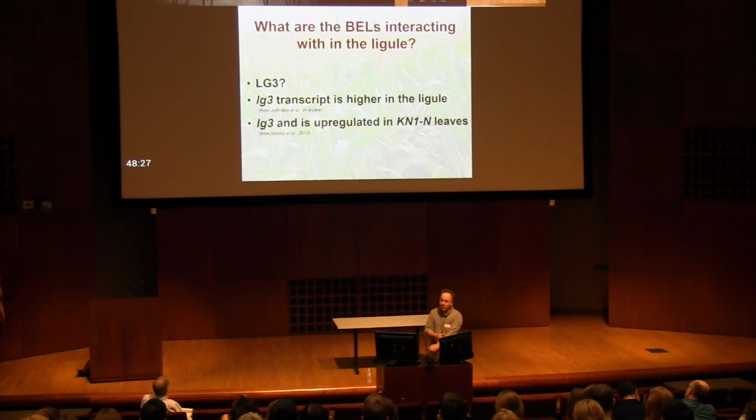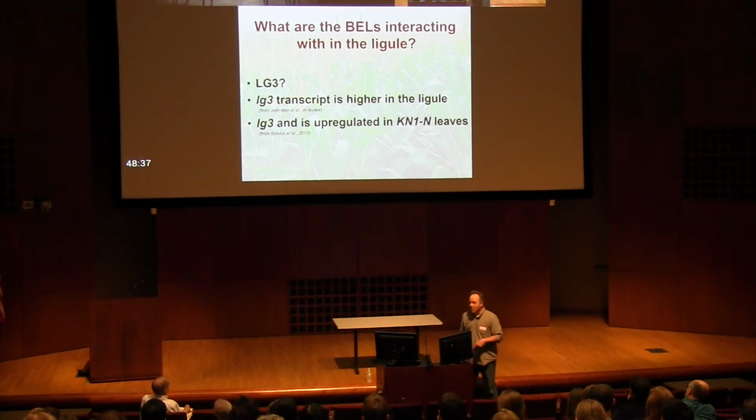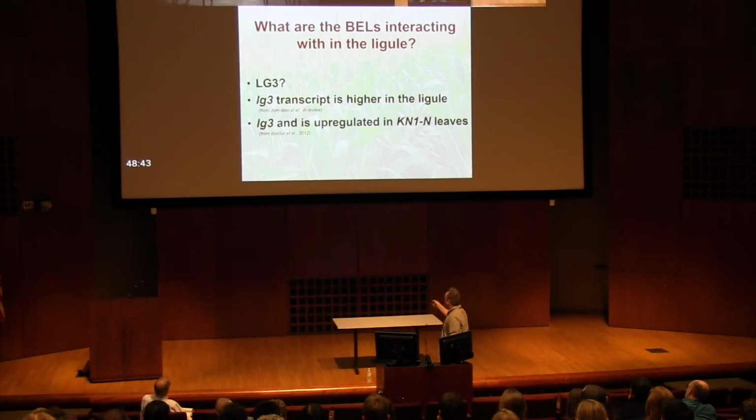So what are they interacting with in a ligule? We know knotted 1 is not expressed in the ligule region, but ligulus 3 is. So we're doing experiments now to see whether or not these bells can physically interact and direct gene expression by binding with ligulus 3 protein. It's expressed higher up in the ligule. Robin showed this. She again was the first person to get a ligulus 3 in situ to work. And it's upregulated in knotted mutant leaves. So this is a good candidate for interacting with bells way above the boundary.